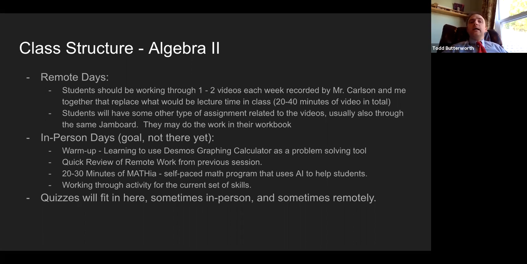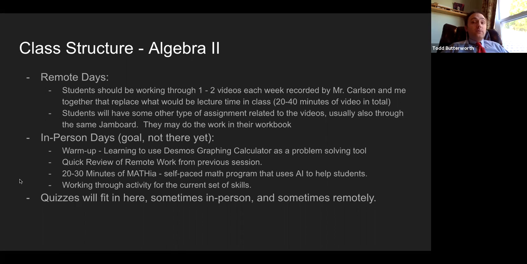And then after the Mathia stuff, we'll do another activity to keep working on those current skills that the students are working on. We'll also have quizzes that we'll explain in a little bit. Sometimes those will be in person and sometimes those will be remote.